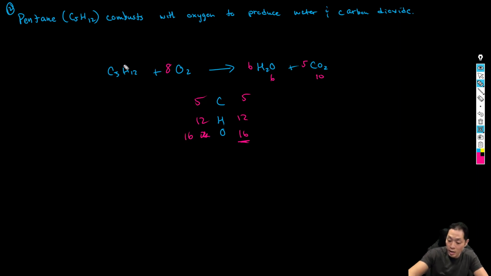5, 5, 12, 12, 16, 6 times 1, 6, 5 times 2, 10, 16. So there we have it, a balanced equation. Usually, as long as you save hydrogen and oxygen for last, it makes life much easier.